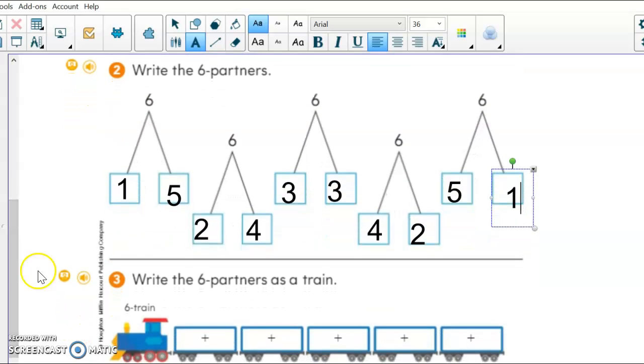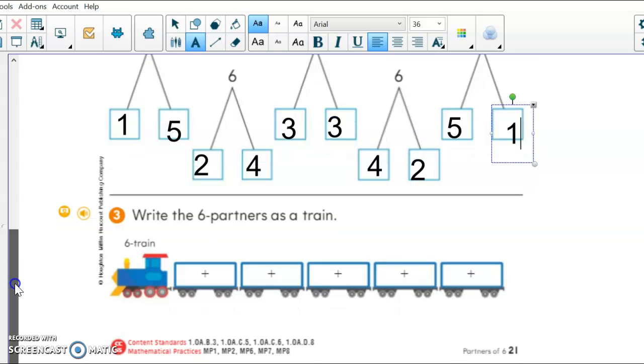Now the last thing we're going to do is take these 6 partners and put them into the train. So again, this is just practice taking these numbers and writing them in here again. So we have 1 plus 5, 2 plus 4, 3 plus 3, and then we use those same numbers. We just switch them around, 4 plus 2, and 5 plus 1. All right.